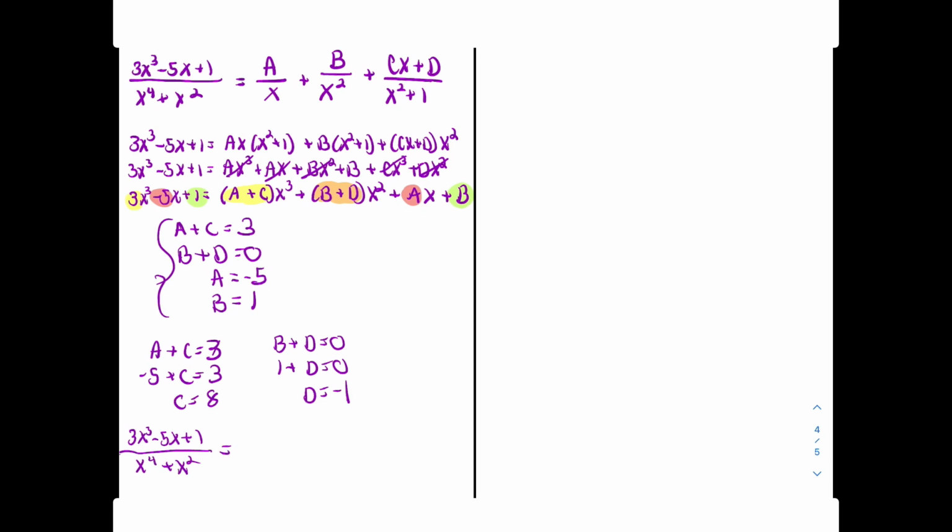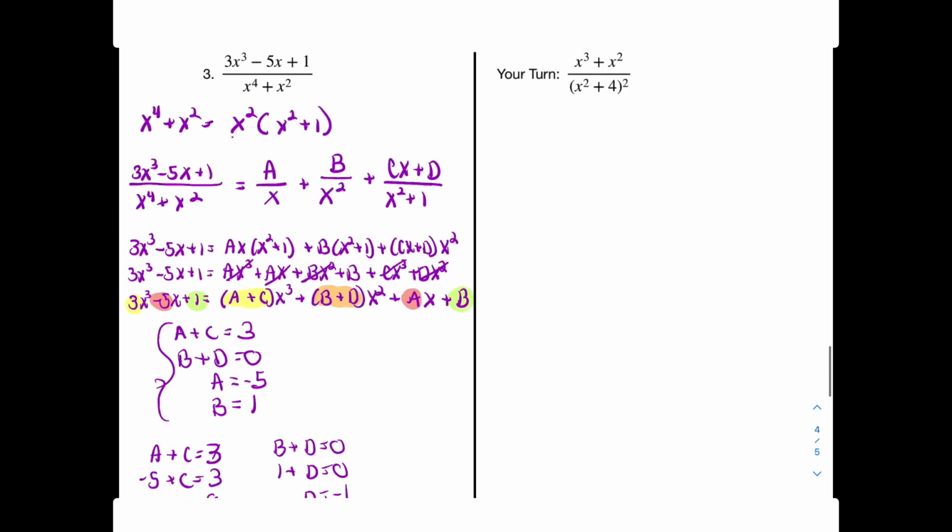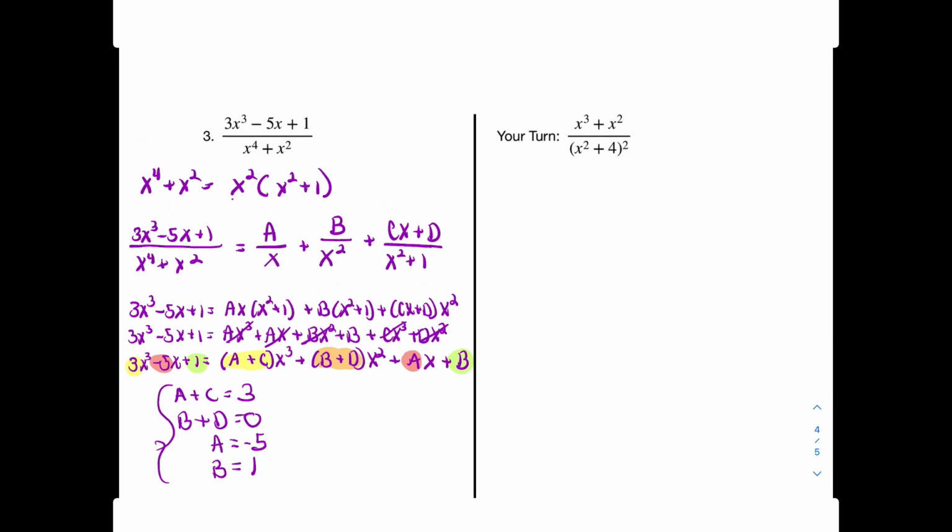So I'm going to replace the a with -5, the b with 1, the c with 8, and the d with -1. And there you go. There's my partial fraction decomposition of that original rational function. Okay, your turn. Try this one.